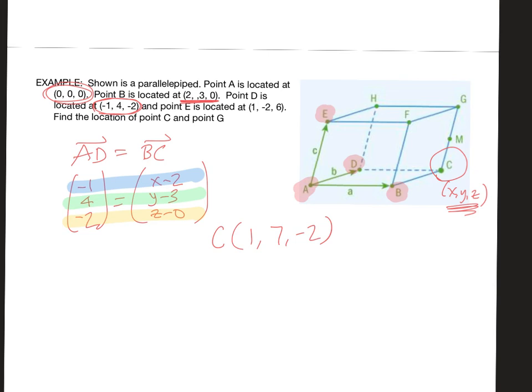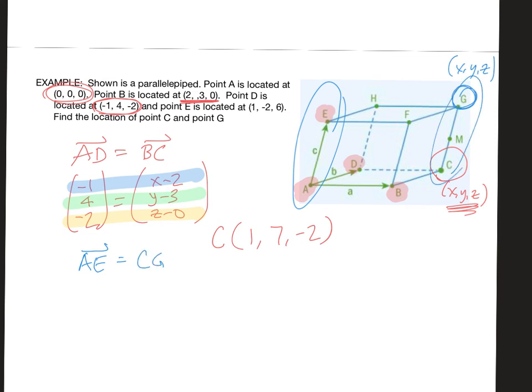Okay, so now that I know that, I'm asked to find point G. So G is up here. And now I'm going to call G x, y, and z. So I just need to figure out a couple of vectors that are equivalent. And I'm looking, and I think since I know this vector, AE, that will be congruent to that vector, CG.